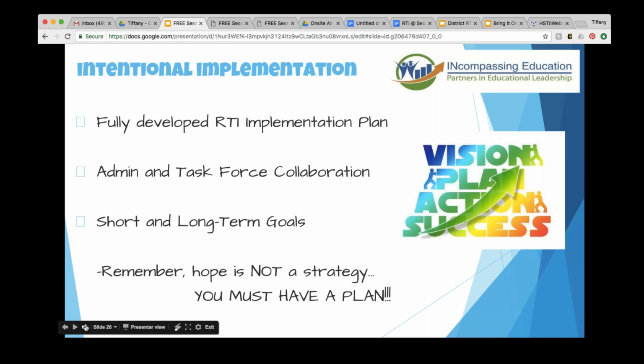Within your RTI implementation plan, you want to make sure that you have short and long-term goals that you have established and have thought out with your particular team so that you can make sure that everyone is moving forward on the same path as you work to implement an RTI system within your building. Remember, hope is not a strategy. You must have a plan. And in order for our students to be successful, we have to be extremely intentional with what we are working to implement to help provide them with additional supports within your school.